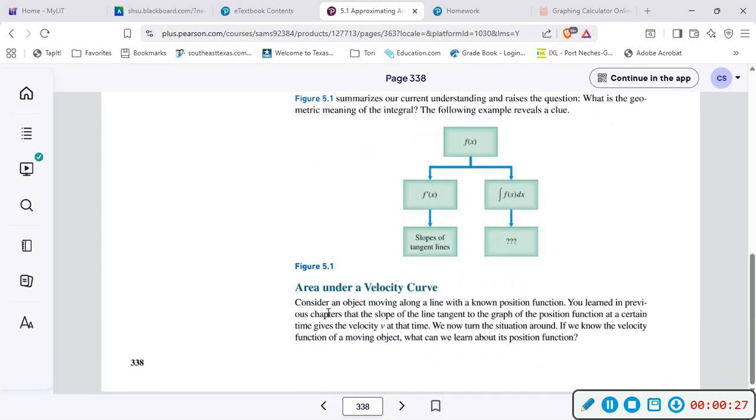You have a little application here. It talks about the area under the curve. So the integral is giving us the area under the curve.